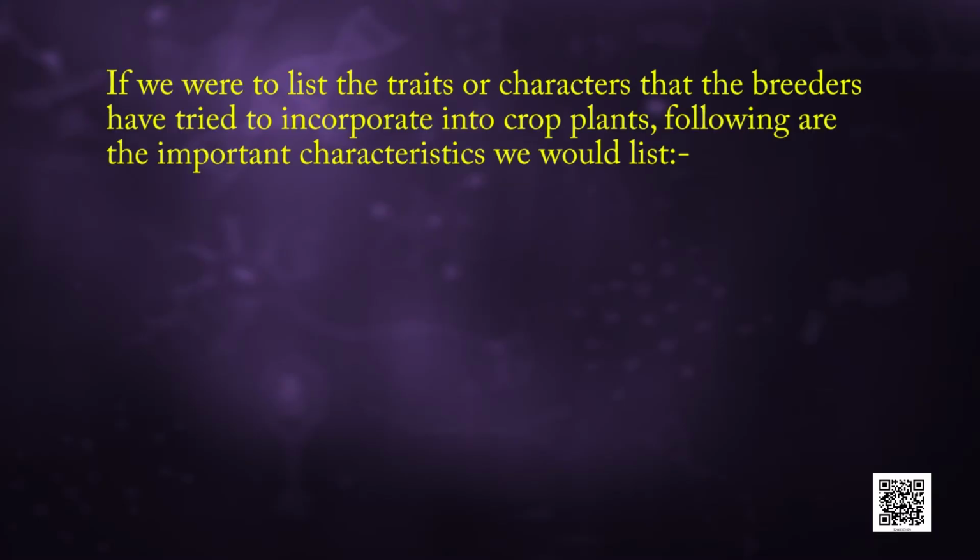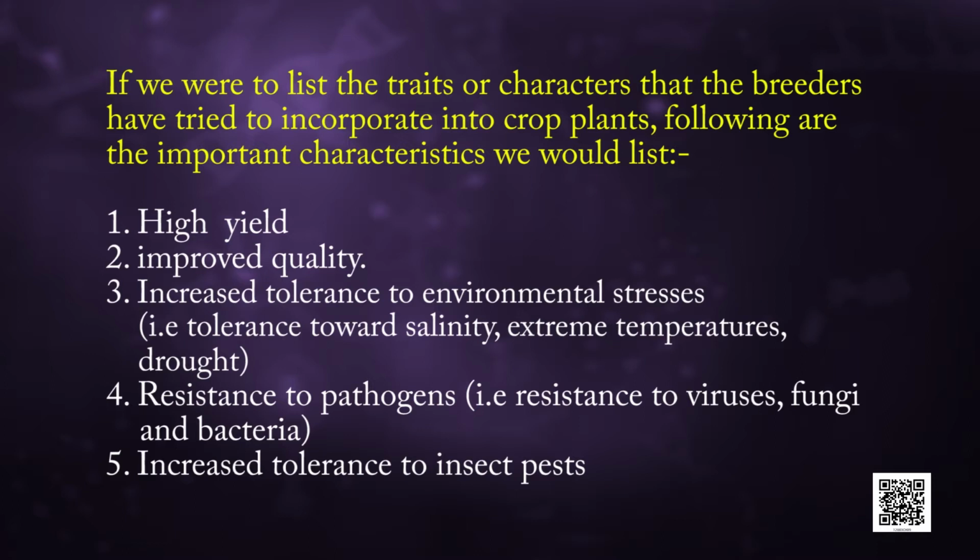If we were to list the traits or characters that the breeders have tried to incorporate into crop plants, the following are the important characteristics we would list. They are high yield, improved quality, increased tolerance to environmental stress like salinity, extreme temperature and drought, and resistance to pathogens like fungi, viruses and bacteria. Increased tolerance to insect pests.